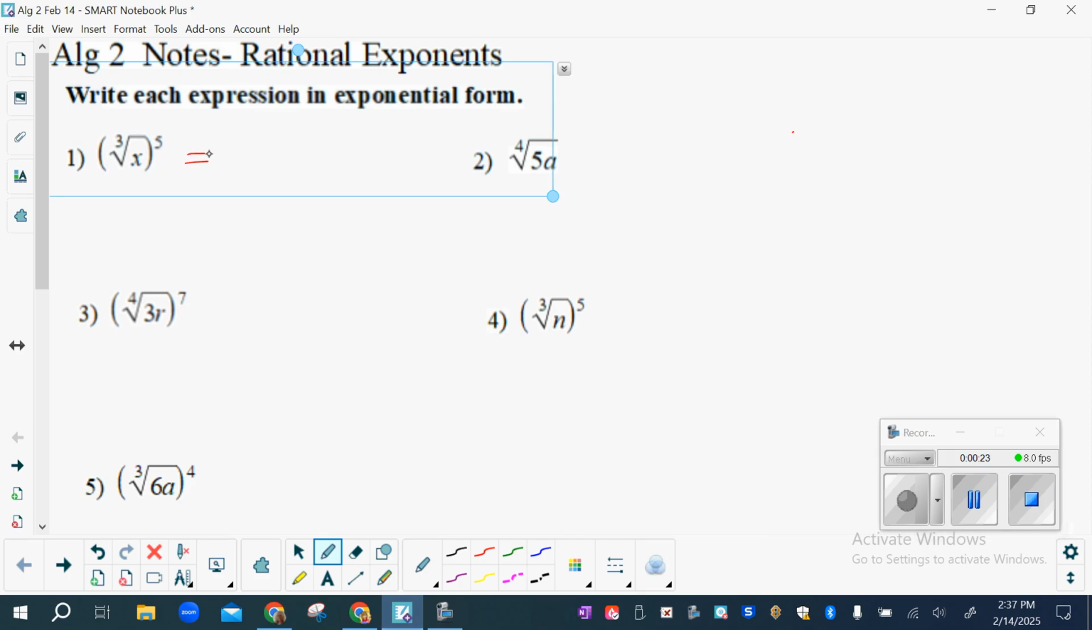this would be the same as x, which is what's on the inside, and then the 3, the root or the index, goes in the denominator of your exponent. So the 3 goes in the bottom.